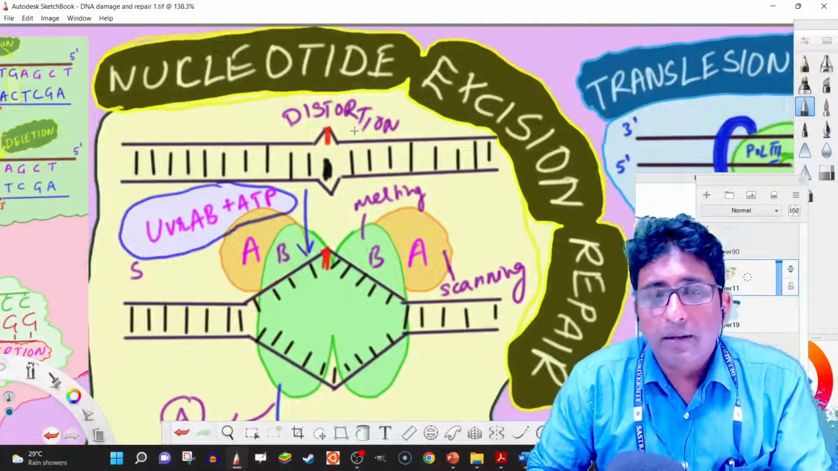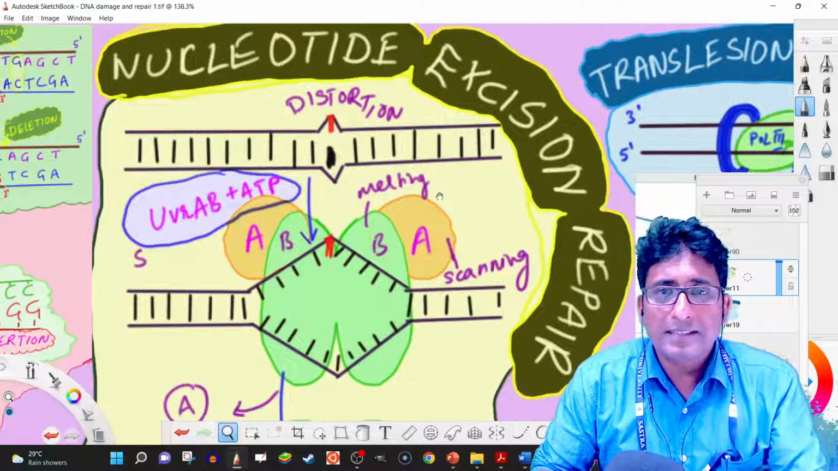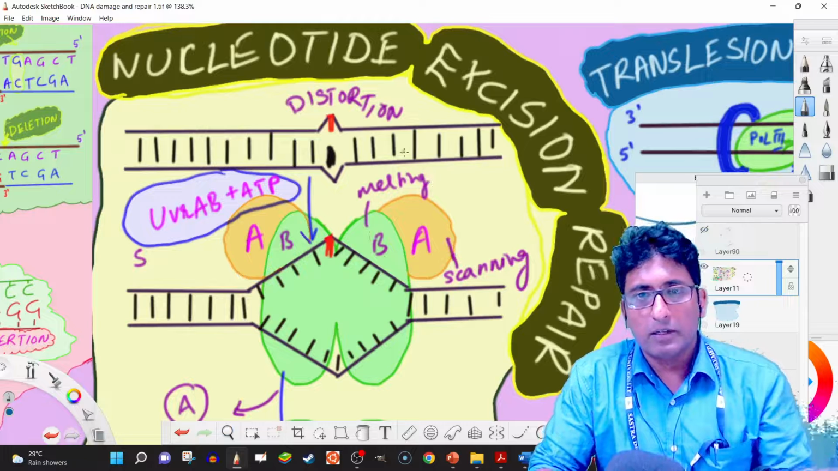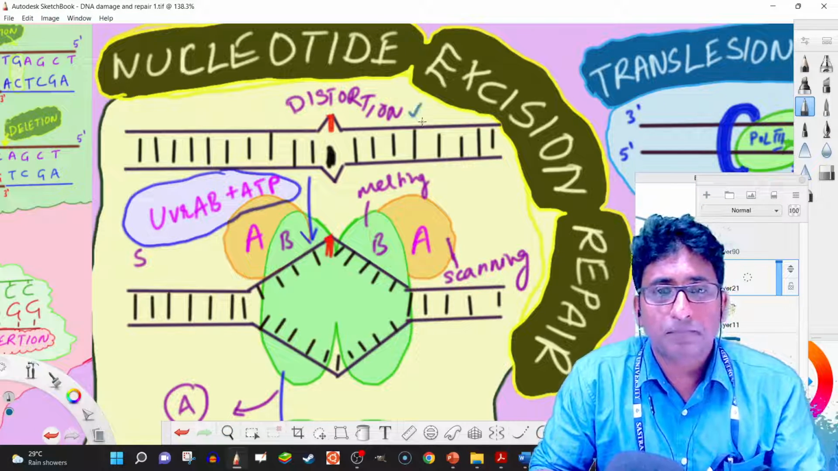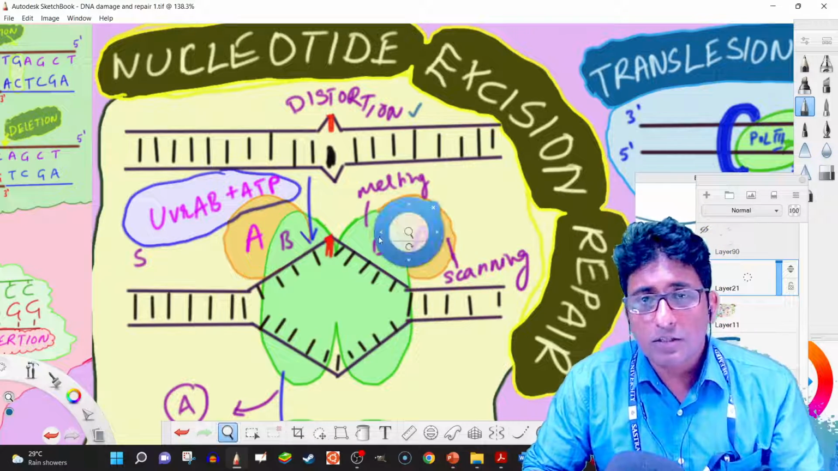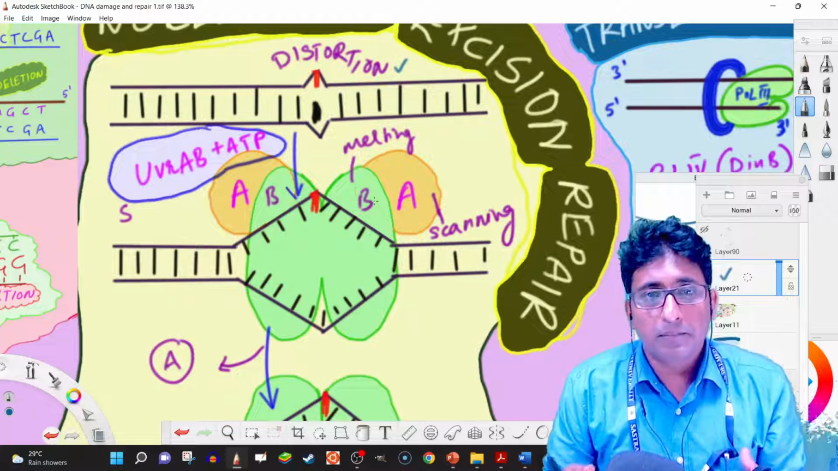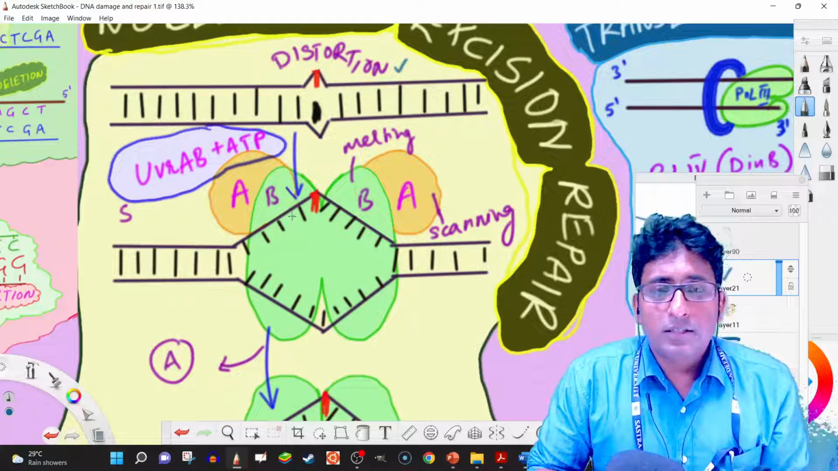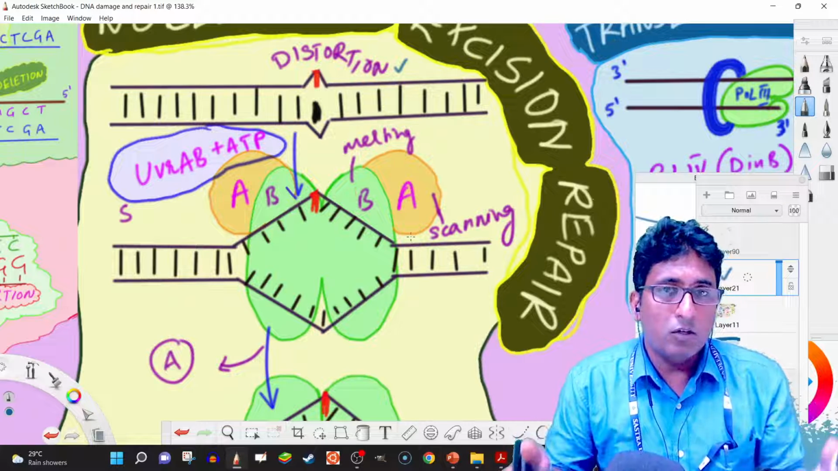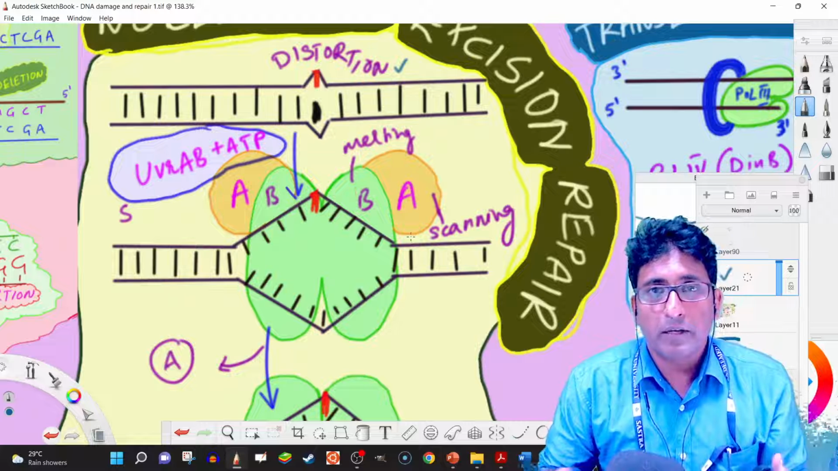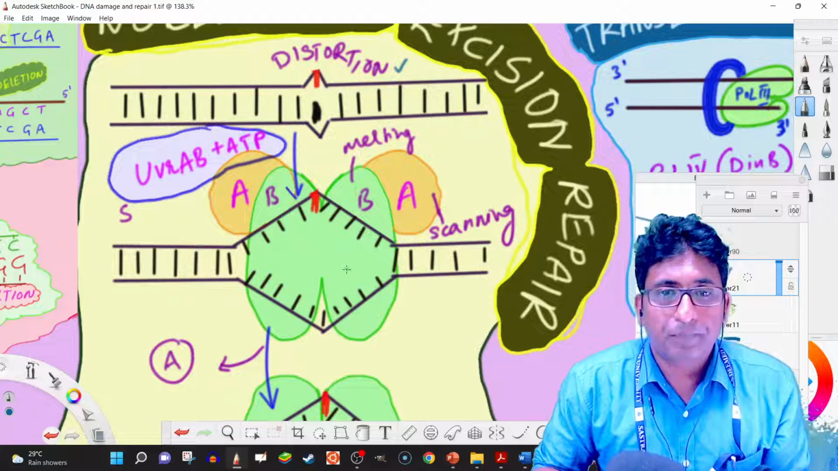Nucleotide excision repair has a different set of proteins involved. Any kind of problem in the base pairing is, for the majority of the times, detected as a distortion. If there is a distortion, the scanning is done by proteins called UVRAB. UVRA is responsible for scanning the DNA for any distortions, which are usually because of some problems with base pairing between the bases, and that could be because of many different changes.